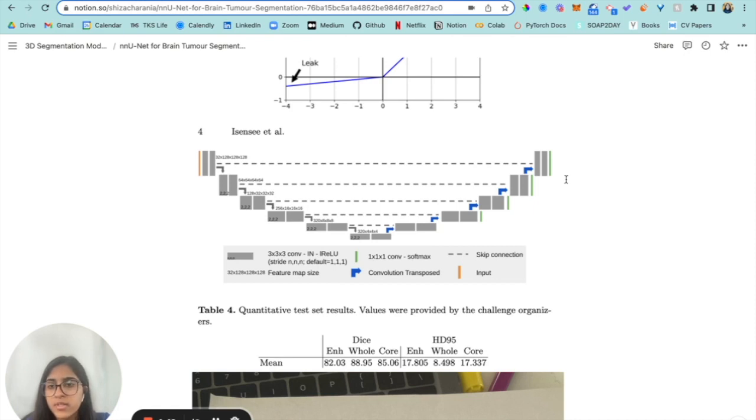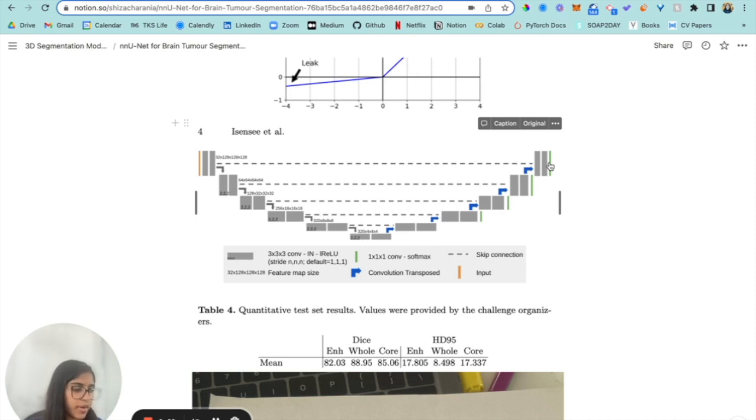The intention of the output would be to have a shape that is 128 by 128 by 128 by 3, because you have the enhanced tumor, the whole tumor, and the tumor core. So you have those three classes. So you want 3 channels.